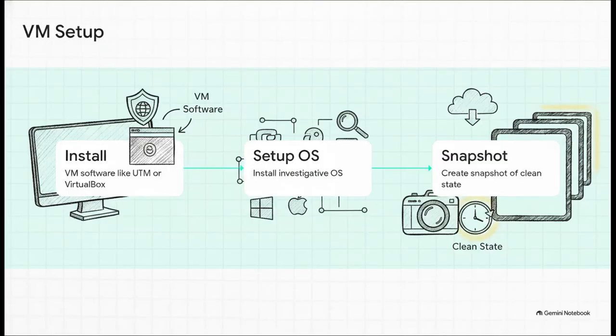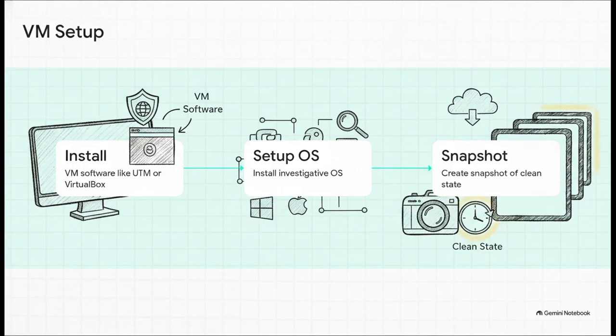Setting this up is actually a lot simpler than you might think. Step 1, you install VM software, like UTM for Mac or VirtualBox for Windows and Linux. Step 2, you install your investigative operating system inside that software. And step 3, and please don't skip this, you create a snapshot of the clean state.